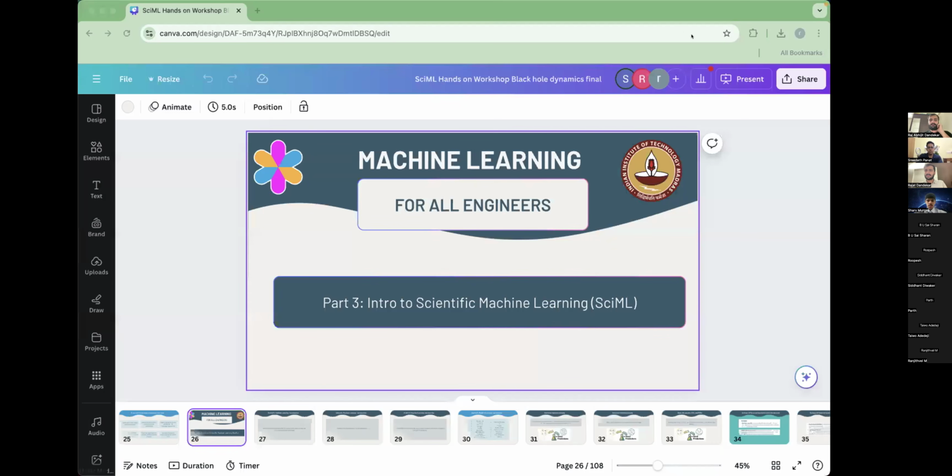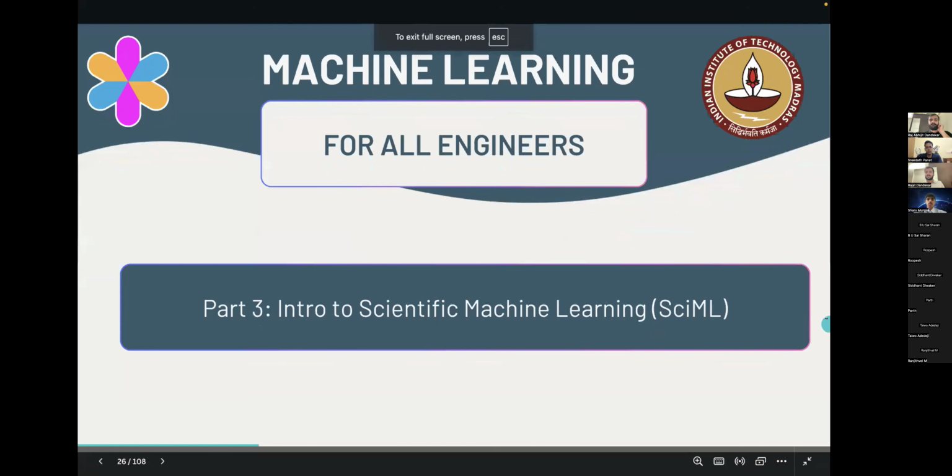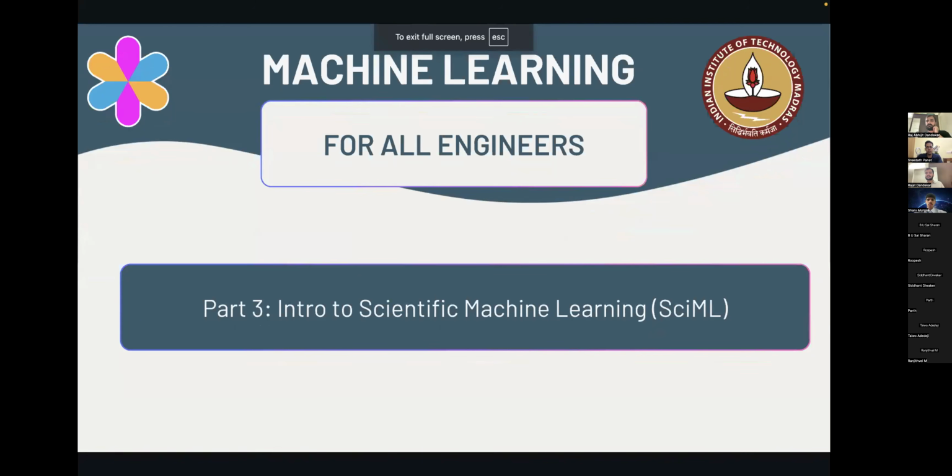Okay, hello everyone. Let's move to the next part of the presentation, which is the explanation of the field of SciML. So till now, all of you have heard that SciML is a field which allows you to preserve your core knowledge, your domain expertise, and apply machine learning on top of it. The main question which might be there, and it's quite natural, is how do we exactly do that?